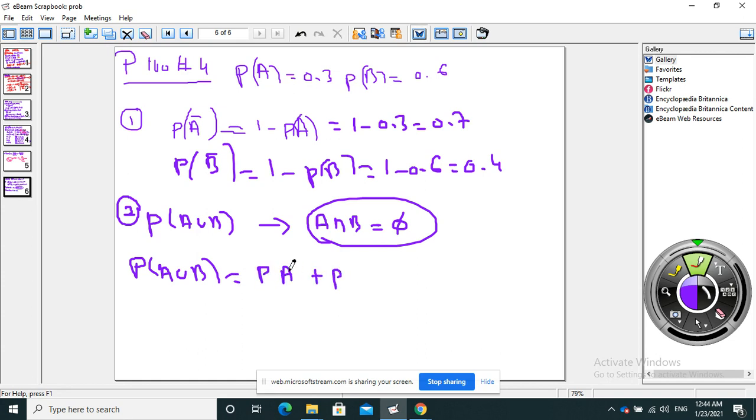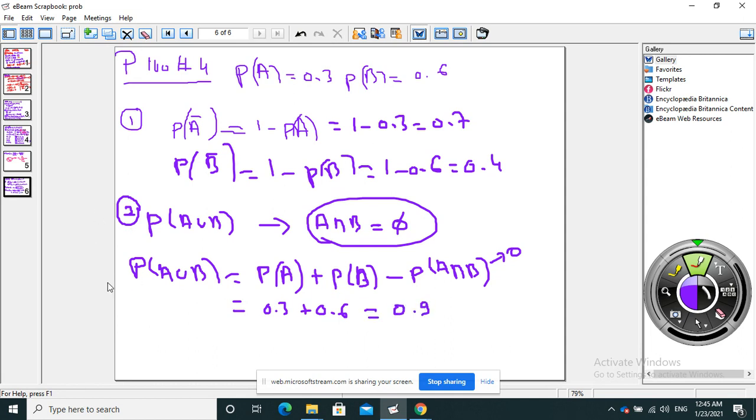Why do I subtract P of A intersection B? I'm removing the intersection because when I do P of A plus P of B, I'm counting the intersection twice, so I need to remove one of them. When there is no intersection, I'm not counting it twice, so it's 0. So what is my answer? 0.3 plus 0.6, which equals 0.9. This is the second question.